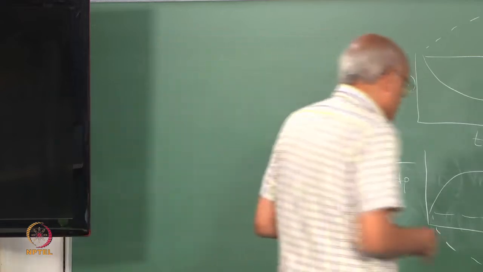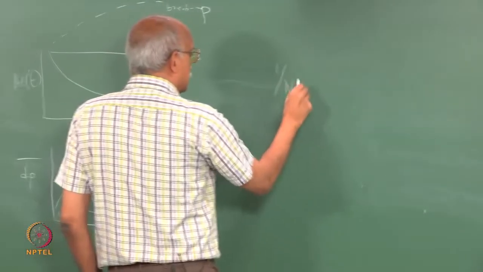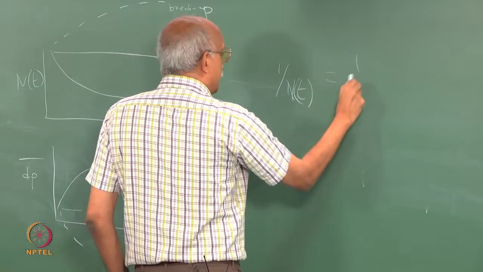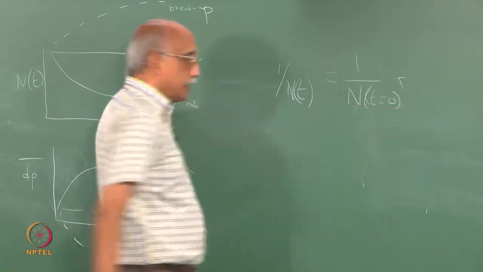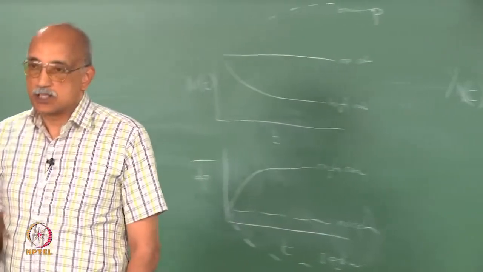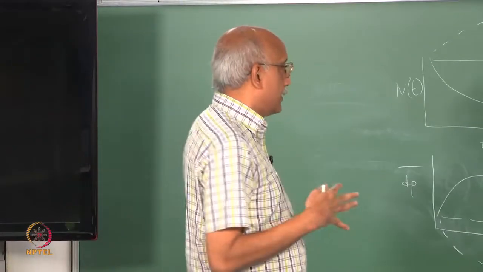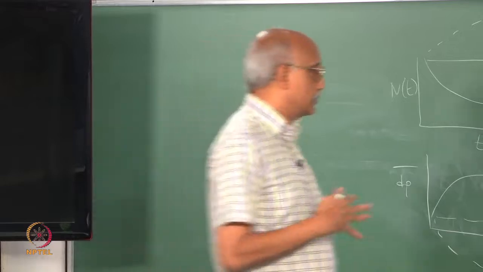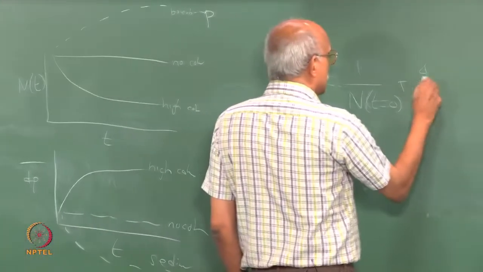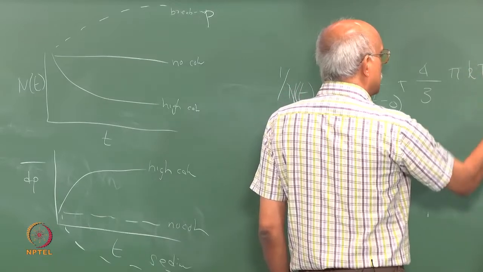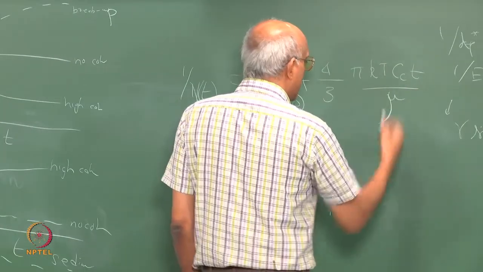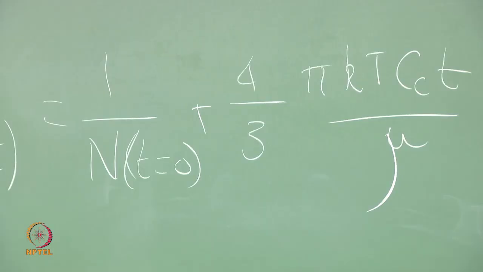So, if you try to express this mathematically, there is an expression which is based upon a lot of empirical data gathering that says 1/n(t), which is the number of particles at any time t, is related to the number of particles at time 0 by an expression that looks like this: 4/3 π k T Cc t / μ, where k is the Boltzmann constant, capital T is temperature, Cc is the Stokes-Cunningham correction factor.